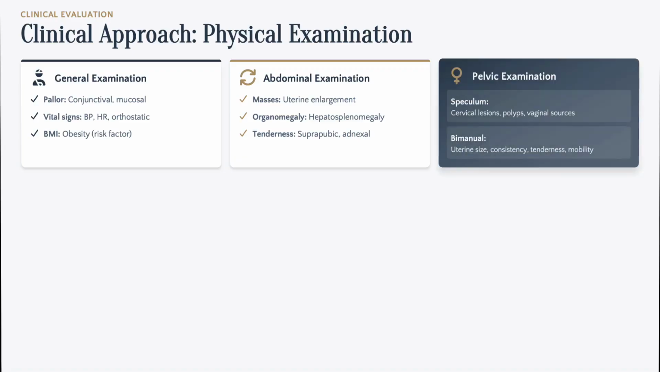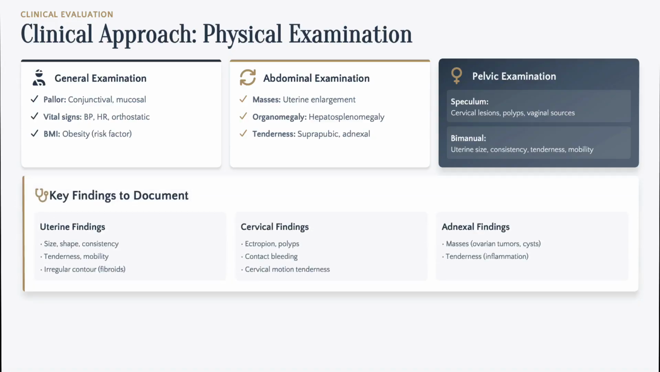And later on, you go to the pelvic examination, starting with speculum examination: look for cervical lesions, polyps, and vaginal masses. Then you go for bimanual examination. You assess for uterine size, consistency, tenderness, and mobility.